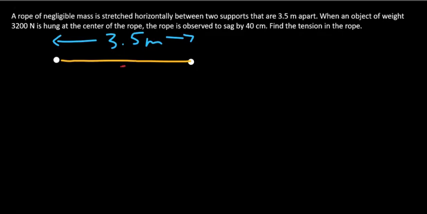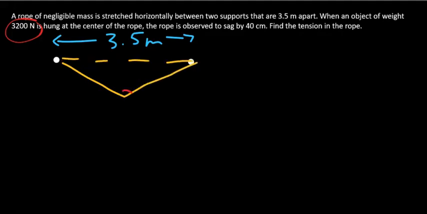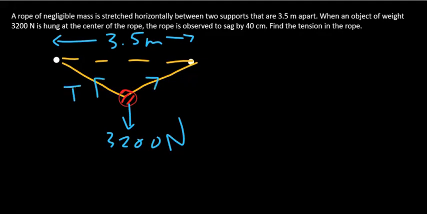When you hang an object exactly in the middle, whose weight is that, what happens is that the rope is observed to sag by 40 cm. So this is where the weight is. We want to determine the tension in the rope. So let's do the free body diagram for that object. Its weight is 3,200 newtons, and you have one tension there and one tension there. They are of equal value because they belong to the same rope.